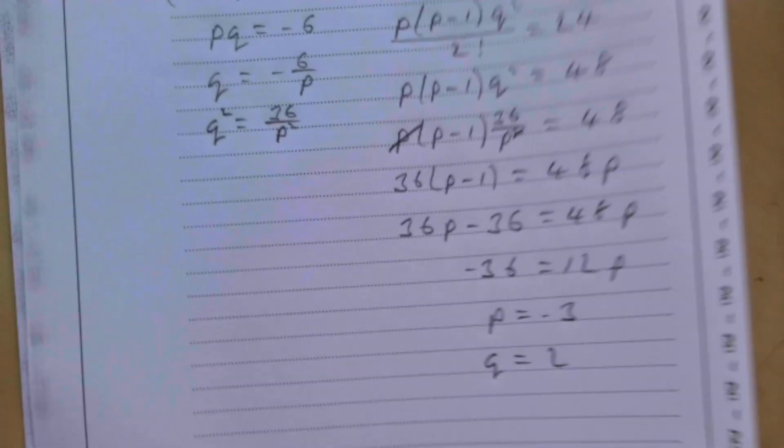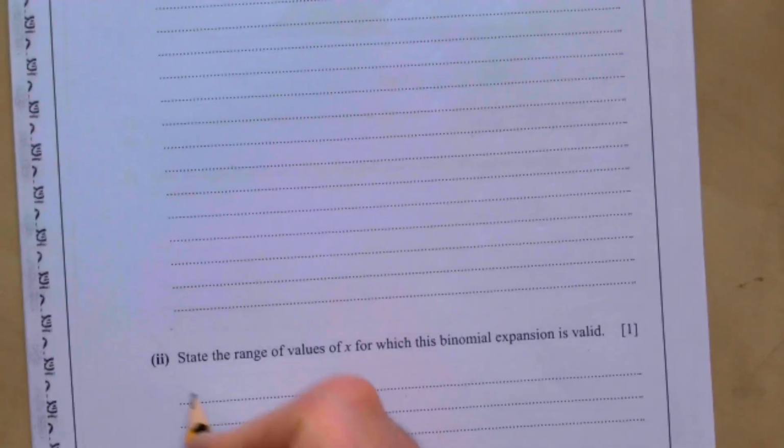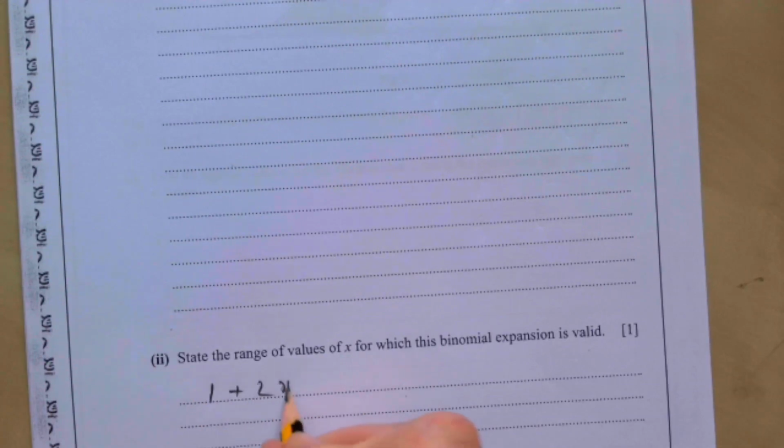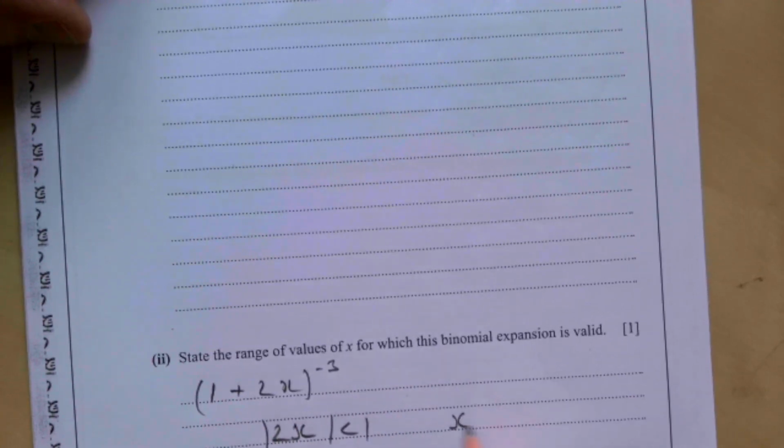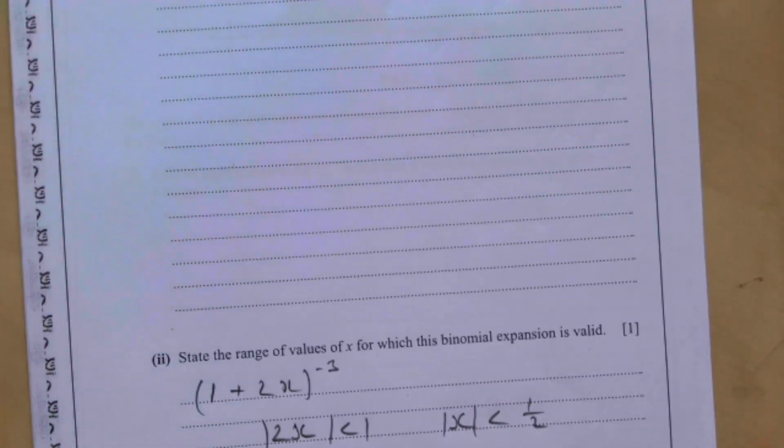Part 2, state the range of values of x for which this binomial expansion is valid. So we got a value of q equals 2 here. So we effectively have 1 plus 2x, and my value of p is minus 3. That means the modulus of 2x has to be less than 1. So the valid values of x are x is less than a half.